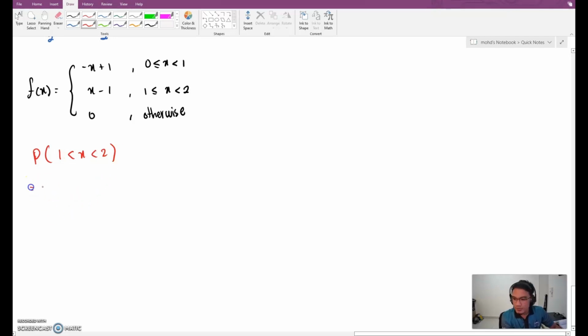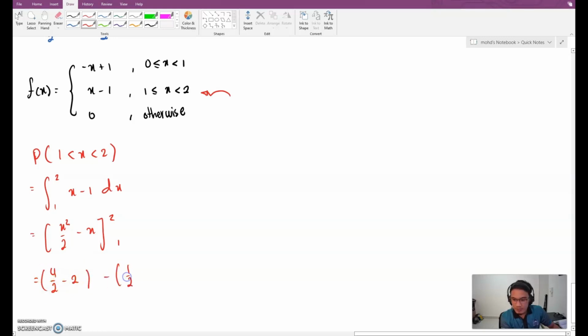This is just equal to the integral from 1 to 2. Since 1 to 2 is within this region, it will be x minus 1 dx. So just integrate: x squared over 2 minus x from 1 to 2, and then we substitute. It will be 4 over 2 minus 2, minus 1 over 2 minus 1, and then the probability is 1 over 2.